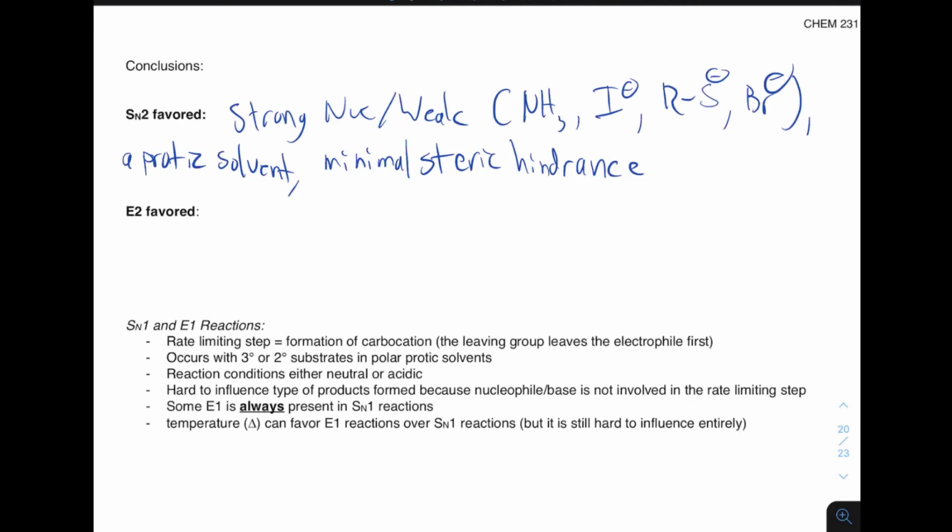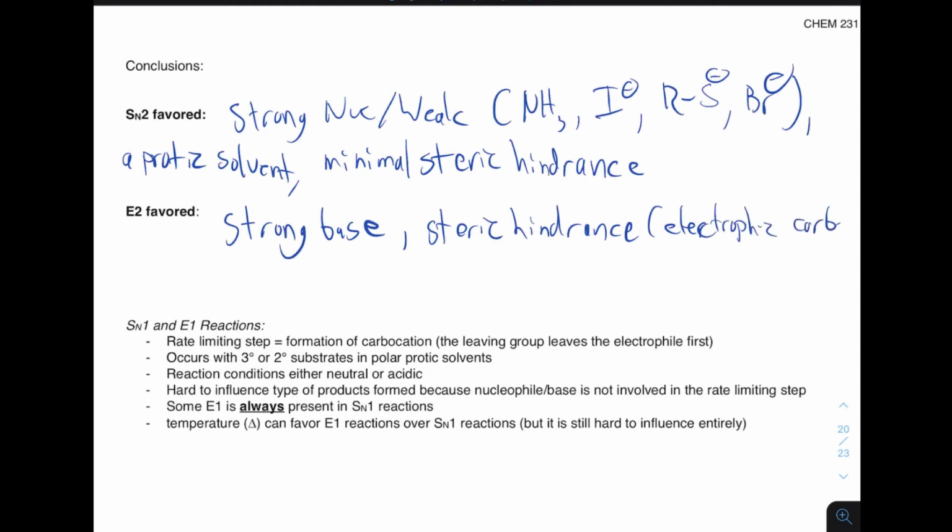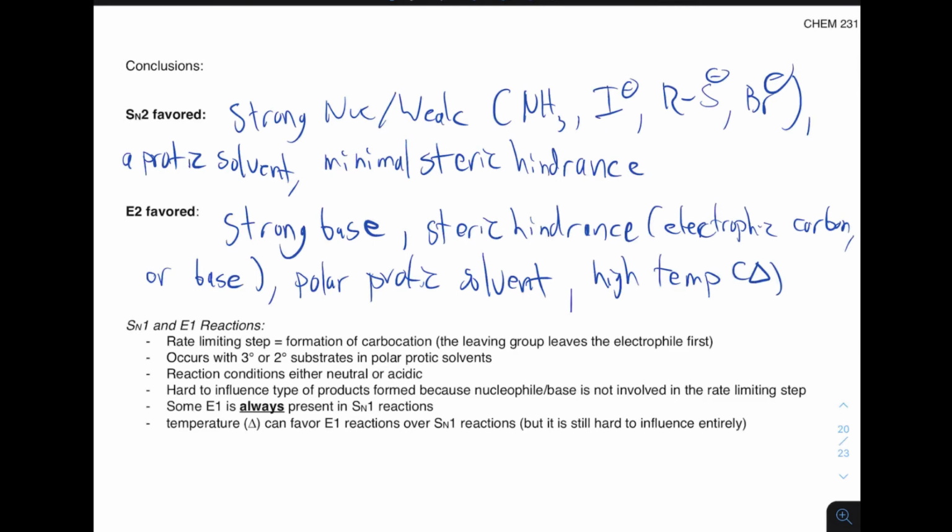And so reversely, with E2 reactions, we want a strong base. And steric hindrance helps as well, either around the electrophilic carbon or the base. Polar protic solvent helps as well. And a high temperature. So be on the lookout for some of these factors while you're deciding whether it's an SN2 or E2 pathway.